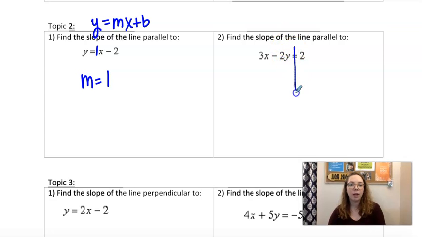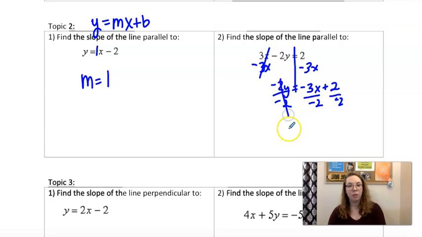Here, I'm going to have to rearrange it to find the slope. So I'm going to try to isolate y like I did over here. So I'm going to subtract 3x from both sides. So we have negative 2y equals negative 3x plus 2. And then I'm going to divide everything by negative 2. So we have y equals 3 halves x, because 2 negatives make a positive, minus 1. So a slope of a line parallel to that would still be 3 halves. They have to have the same slope.